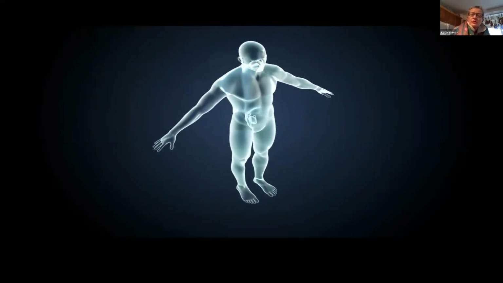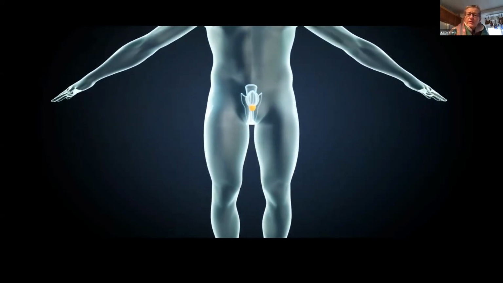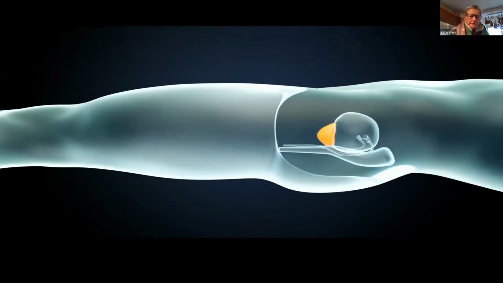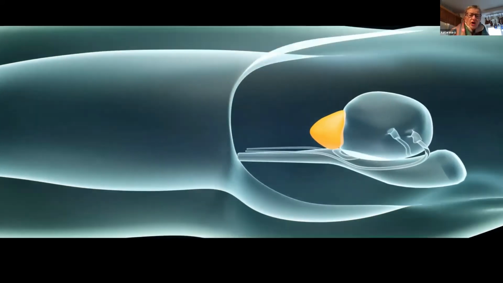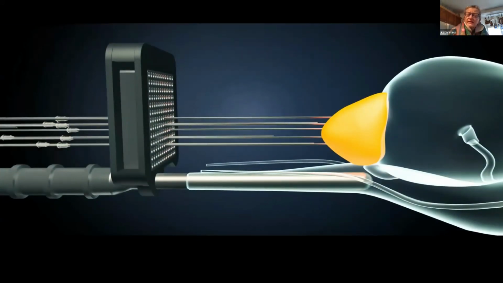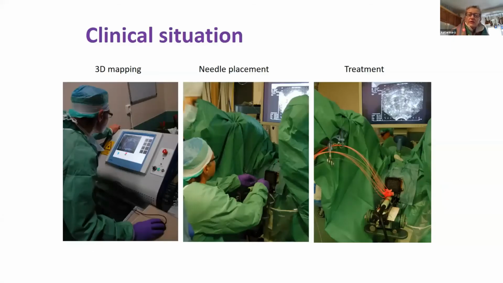And this shows how the technique works with the prostate below the urinary bladder and how the fibers are inserted through the matrix. And as I said, both deliver light and also deliver back the information about the optical properties of the tumor.